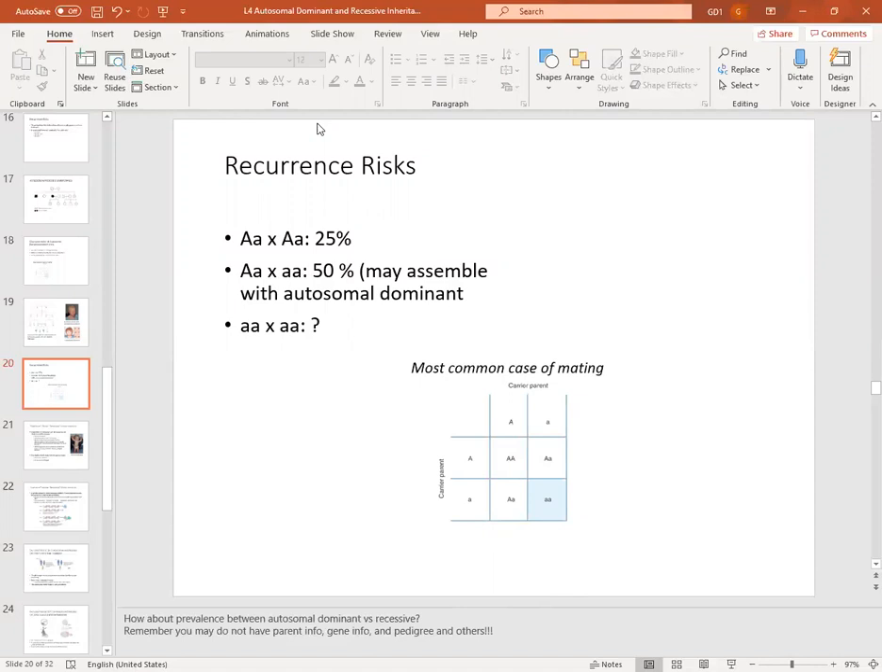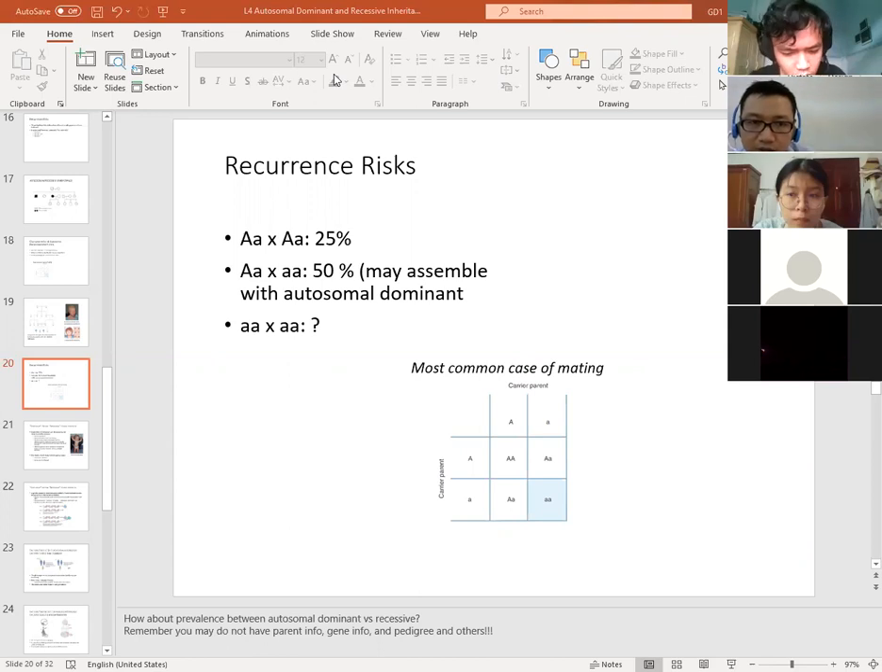Question. The prevalence is the number of people with the disease in the current situation. So do you think a dominant disease is more prevalent compared with a recessive one, or is recessive more prevalent compared with dominant? You get the question?